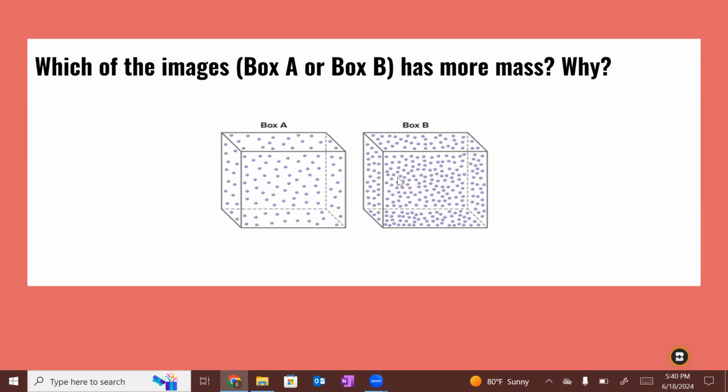So, what does mass mean? Let's look at these images. Which of the images, box A or box B, has more mass? If you say box B, that's correct. Why? Because there are more particles in box B than box A.